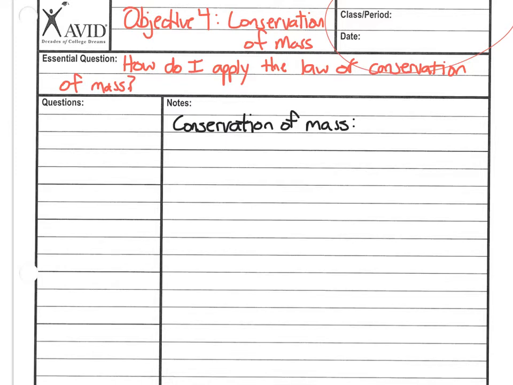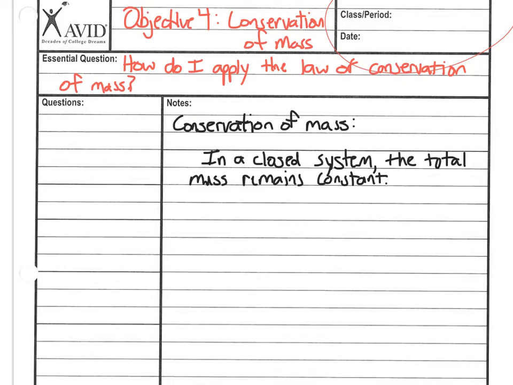So the law of conservation of mass says that in a closed system, the total mass remains constant. So what this means is that you can't create or destroy it. You've probably heard that one when we talk about the conservation of energy in physics first, a long time ago. But you can't create or destroy mass either, and the total amount remains the same.